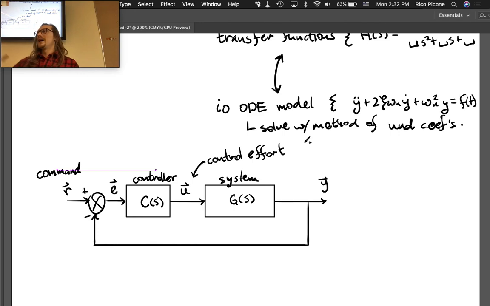So say you have a robot with like 3 links and you have 3 motors. Those are your 3 inputs to the system, and that's what your control effort is. Like how many volts are you going to put in across each motor, for instance.